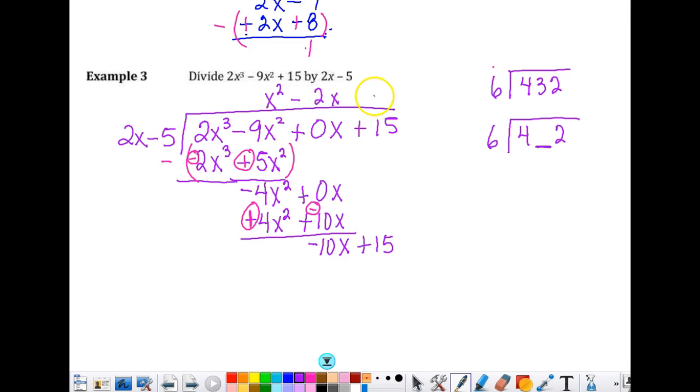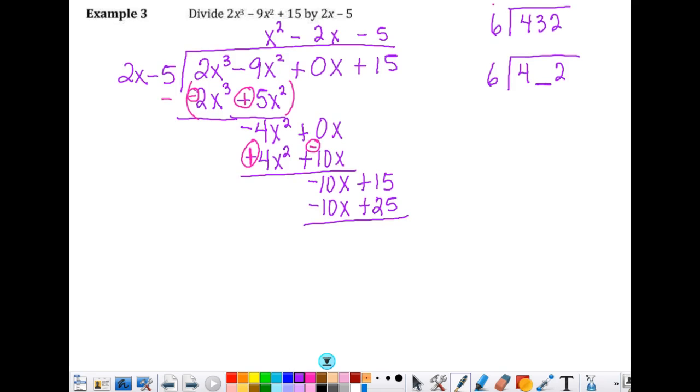Let's see. So something, and it's going to be a plain number, okay, because that's a plain number. Something times 2x is going to be negative 10x. Negative 5. Negative 5 times 2x is negative 10x. Negative 5 times negative 5 is positive 25. Okay? And then we subtract, so that becomes a plus. That becomes a minus. So 15 minus 25 is negative 10. So we had a remainder, didn't we?